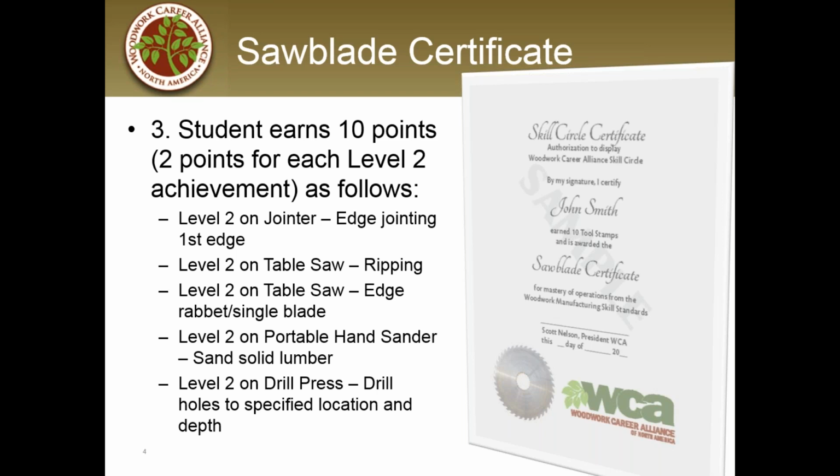And so we test on level 2, which would be adjusting the blade height on a table saw, the fence, the angle, things like that. So again, the specific operations are edge joining on a joiner, 2 operations on the table saw, ripping and edge rabbeting, then sanding, and then finally drilling.